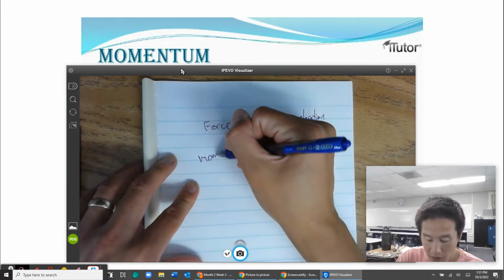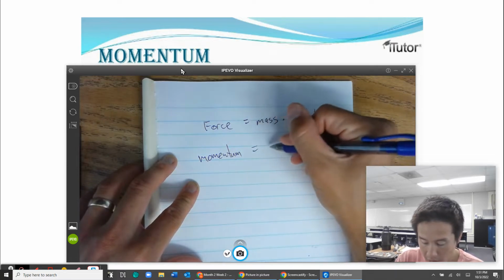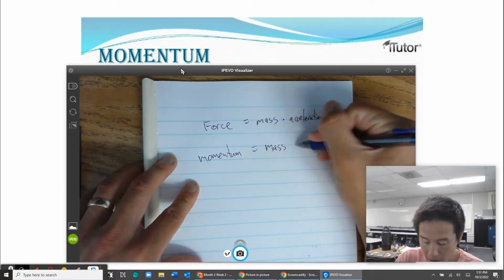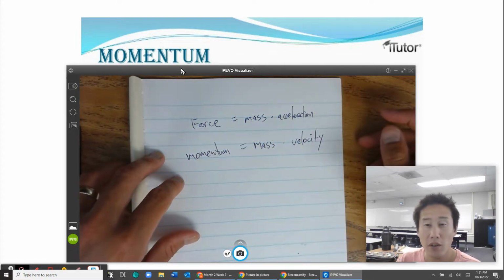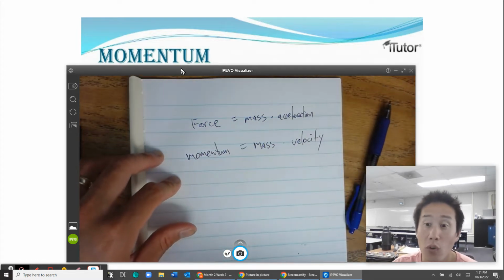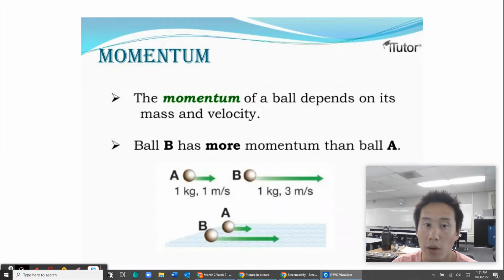Today we're talking about momentum, and it's going to be mass times velocity, which is a little bit different. It's actually really hard to describe the difference between the two, so we're going to briefly go over how you should view it. Again, the momentum of a ball or whatever depends on its mass and its velocity.